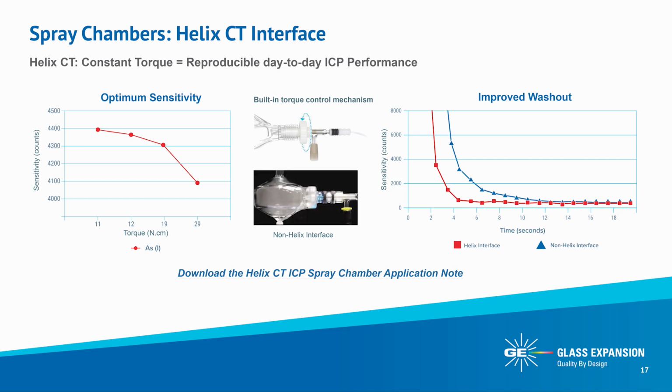In addition to maintaining consistent performance, it's crucial to minimize washout time. If you ever wonder why your washout times are so long, check for liquid pooling around the nebulizer seal. We tested this by aspirating a blue dye and found that with a non-GE design, it took over 10 minutes for the dye to fully rinse out. As shown in the right image, the Helix CT washes out a 10 ppm molybdenum standard in just 4 seconds, compared to 16 seconds for non-Helix CT.